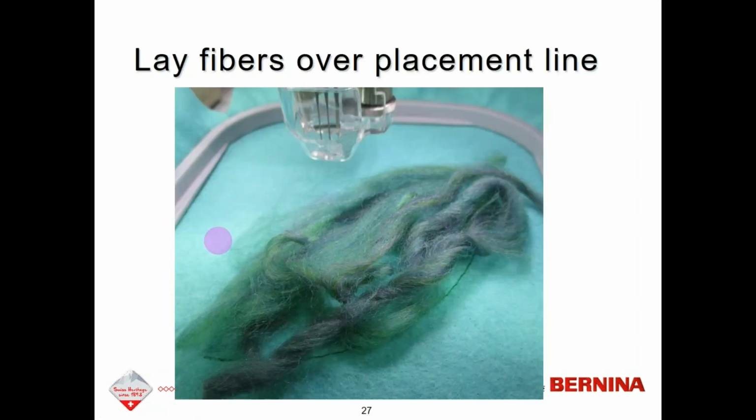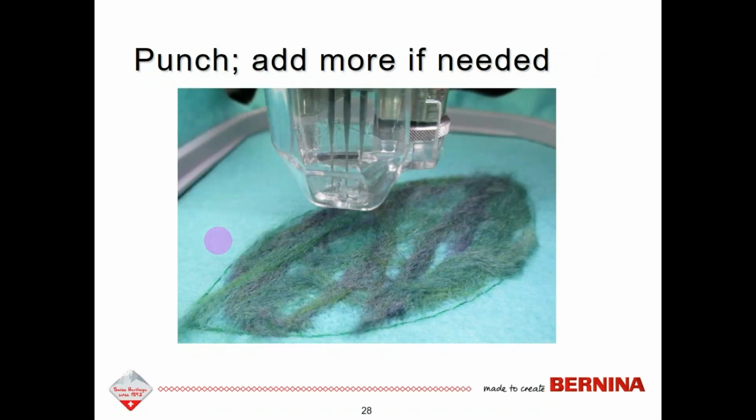And then you're going to lay fibers over the placement line, and you can use yarns. You can needle punch actually over through fabric. You can add roving, all sorts of things. And this that I used was actually a yarn that I unwound and placed over the placement line. And then I punched, and I found that I needed more, so I added more.